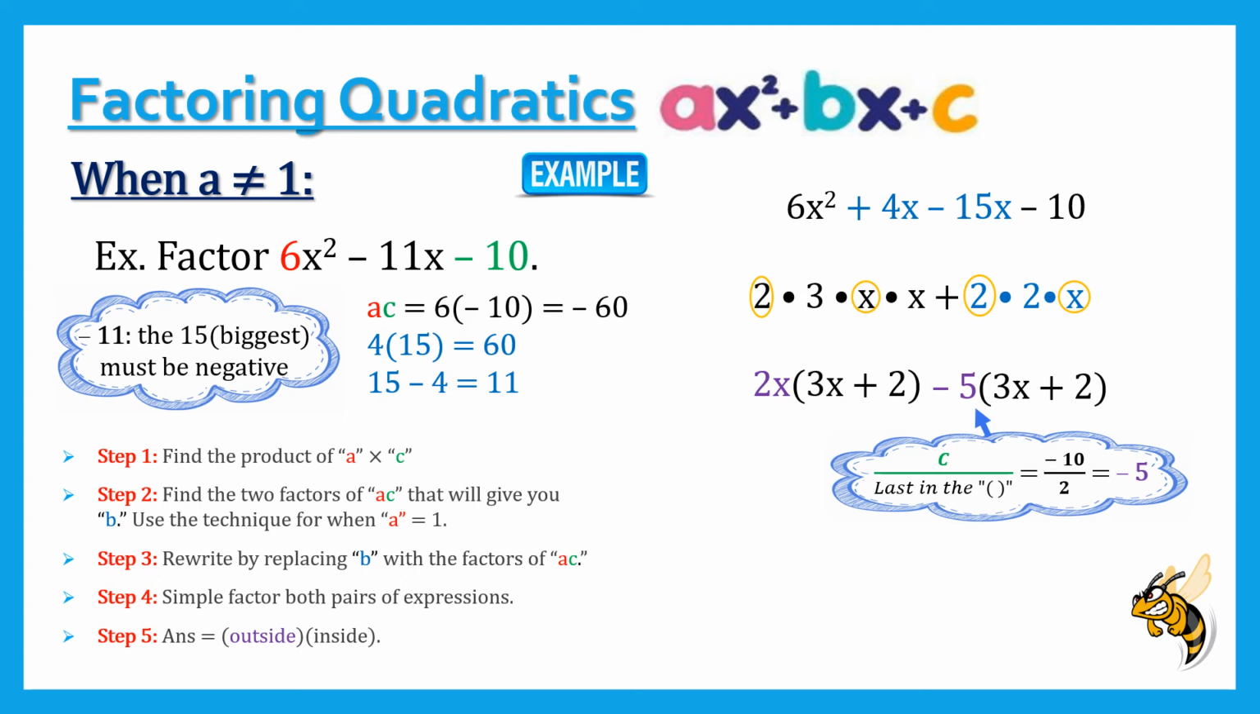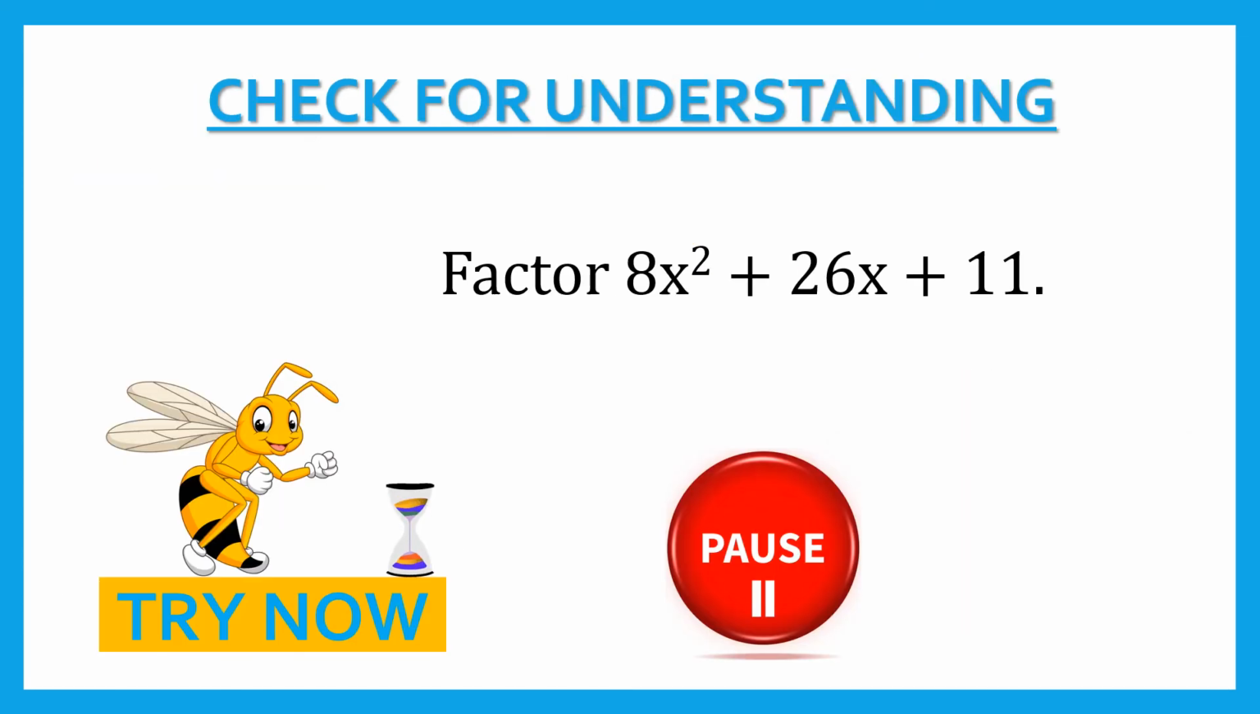Your answer is always going to be the outside times the inside. Going from left to right, it is going to be 2x minus 5, and inside the parentheses is 3x plus 2, and that's the final answer. Note, 3x plus 2 times 2x minus 5 is also correct. Now let's check for understanding.